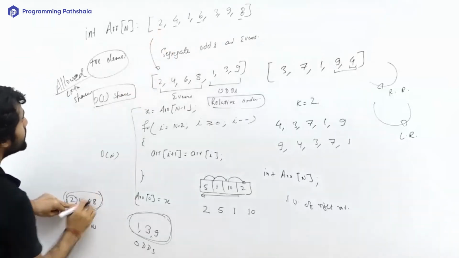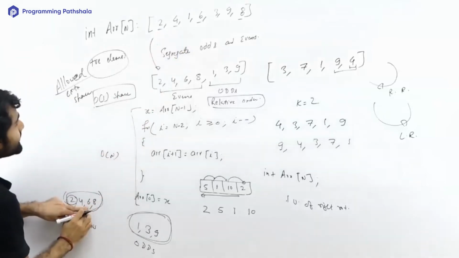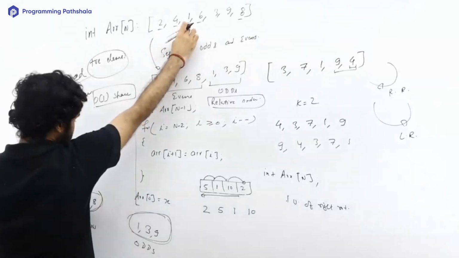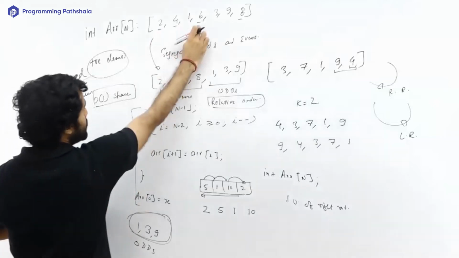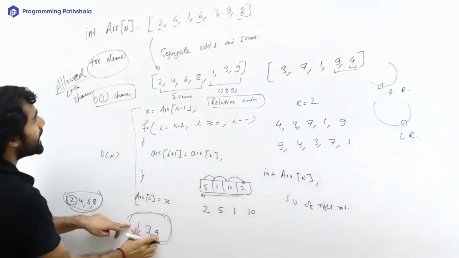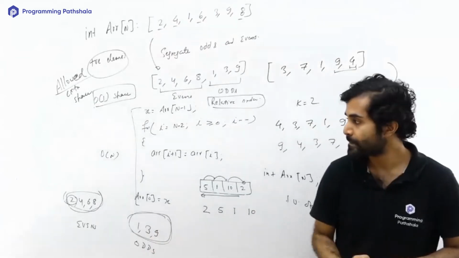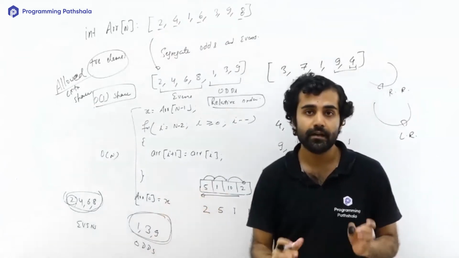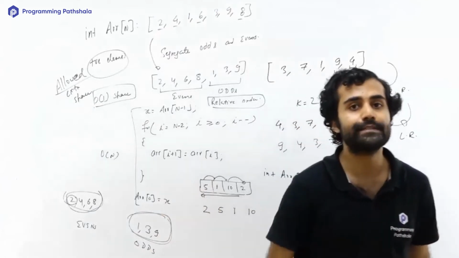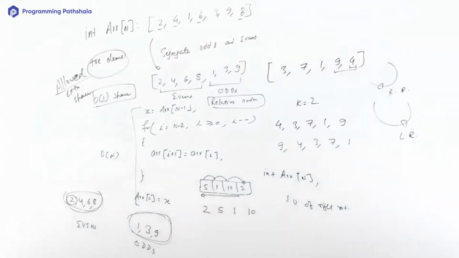Then you see 4, you put 4 here. Then you see 6, then you put 6 here instead of 1. Then you see 8, you put 8 over here, and then scan this array and put these elements at the end at whatever slots are remaining. But this is going to consume extra space. So how not to use extra space and solve this problem?